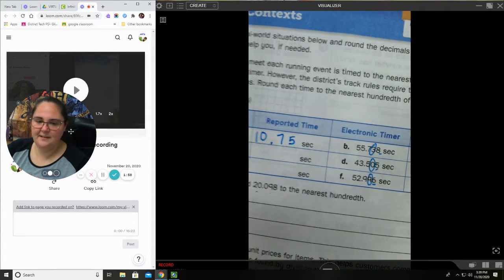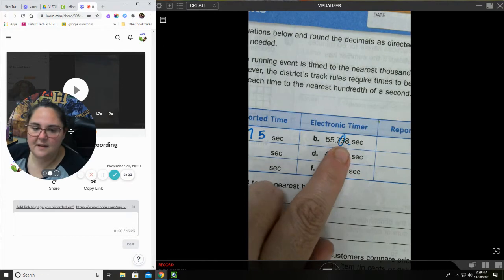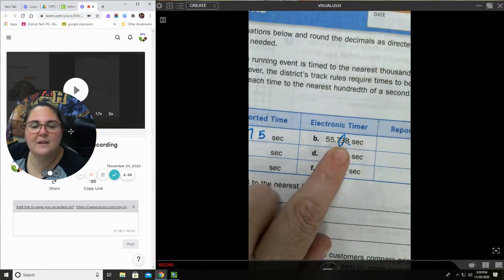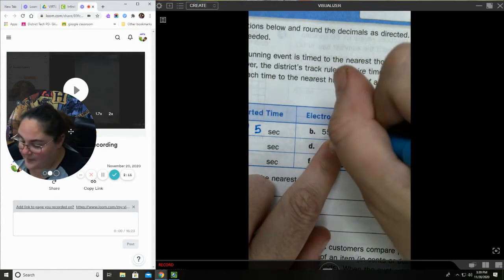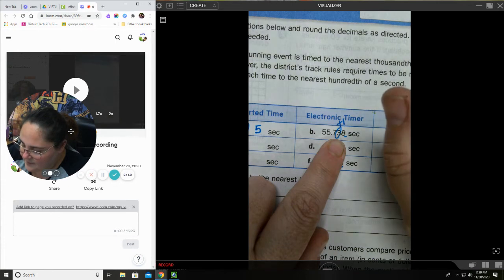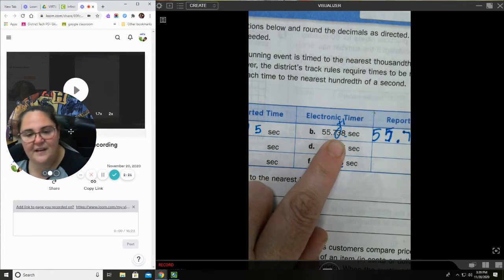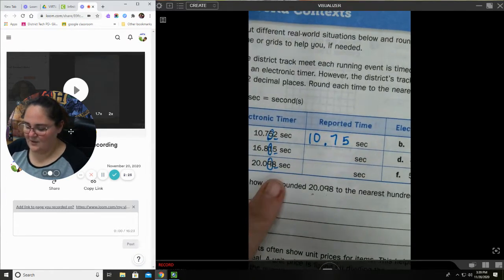Let's go to B. Let's try B. It's an 8. So will my 3 go up or will it stay the same? What do you think? It's going to go up. The 8 is going to make me add 1 to it. So 3 plus 1 is 4. The digits to the left stay the same. 55.74.